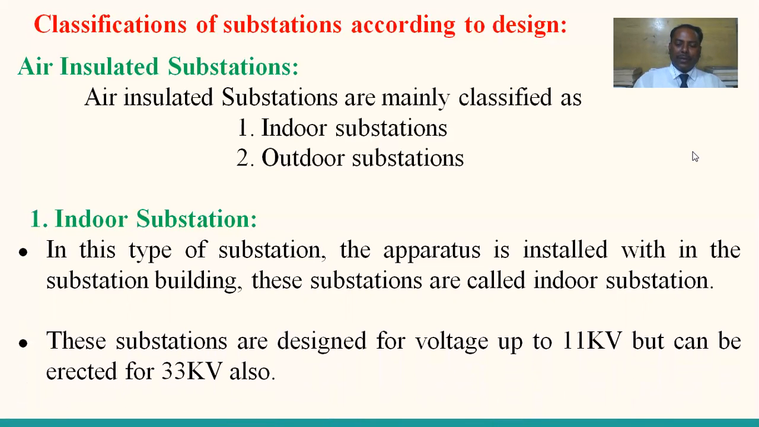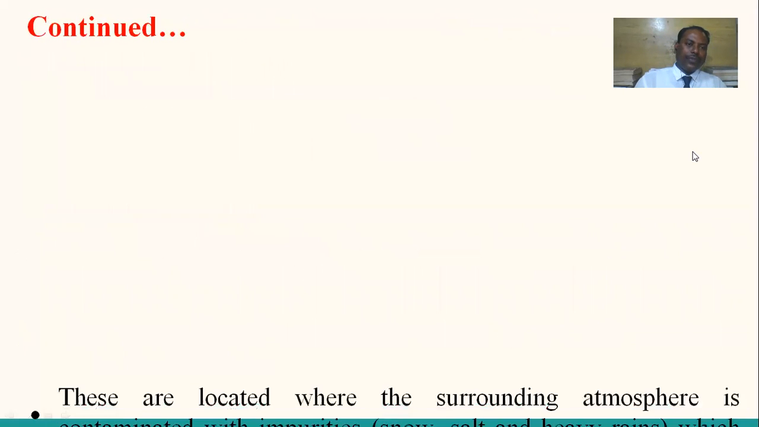These substations are designed for voltage up to 11 kV, but can be erected for 33 kV also. And one more important point here, indoor substations generally use cables. That's why they can stand up to 11 kV or 33 kV, not more than that. Why? Because if load increases, overheating is generated and there may be a chance of insulation failure and the cable burning. That's why there is a limitation in indoor substations. The voltage level cannot exceed 11 kV or 33 kV.